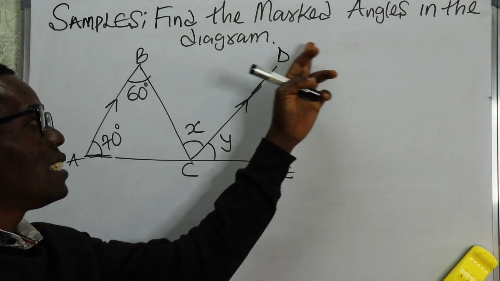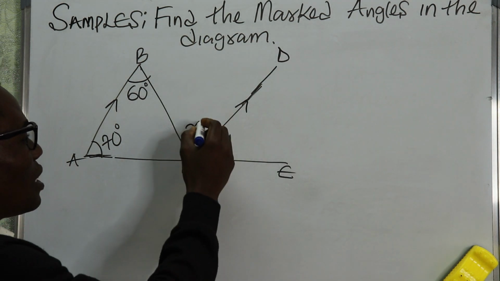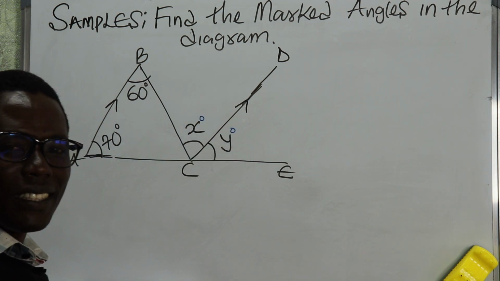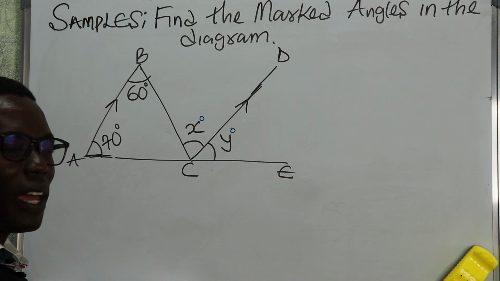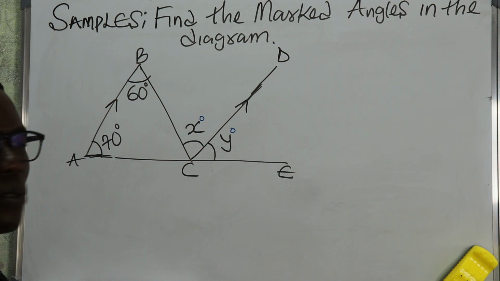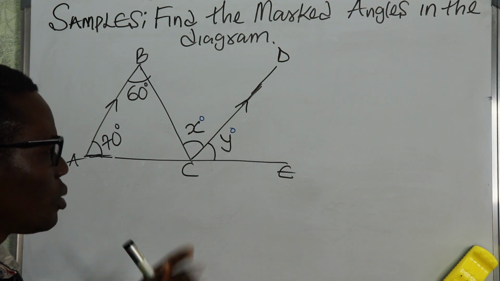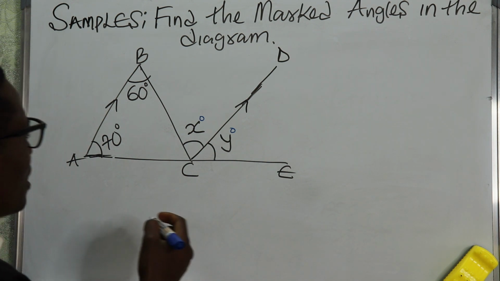We are asked to find the marked angles in the diagram. So the marked angles are angle X and angle Y. Now our duty here is to find the value of angle X and angle Y. As somebody who has known what lines and angles are all about, it is your duty to solve this question. Now, let's analyze this question.